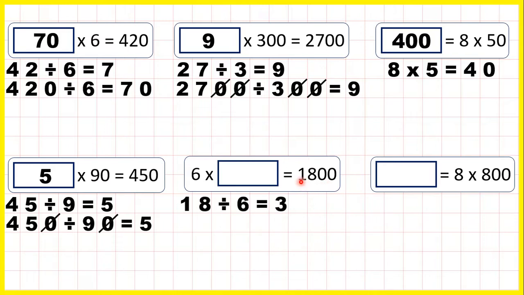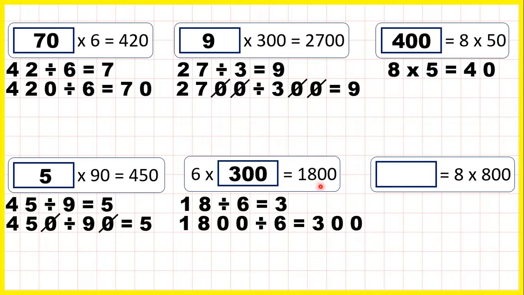1,800? Well, 18 divided by 6 is 3, which means that 1,800 divided by 6 is 300, because 18 divided by 6 is 3, but then if there's two end zeros in the dividend, there will be two end zeros in the quotient. So 6 times 300 is 1,800. And you can see that because 6 times 3 is 18, but then if there's two end zeros in the multiplication question, there will be two end zeros in the answer.